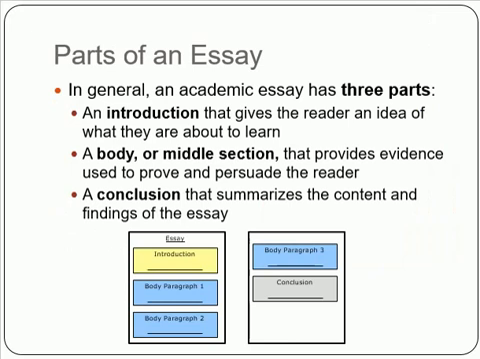So now we are going to talk about parts of an essay. In general, an academic essay has 3 parts. First is the introduction. The introduction gives the reader an idea of what they are going to learn. Then is the middle part of the essay, the body, which is usually 3 to 5 paragraphs that provide evidence used to prove and persuade the reader. Then at the end, the concluding paragraph summarizes the content and findings of the essay.